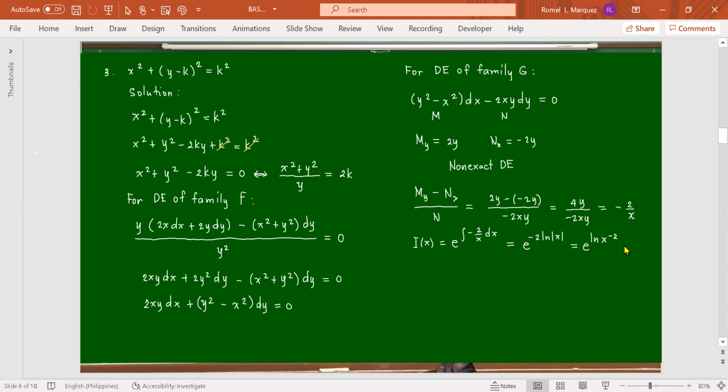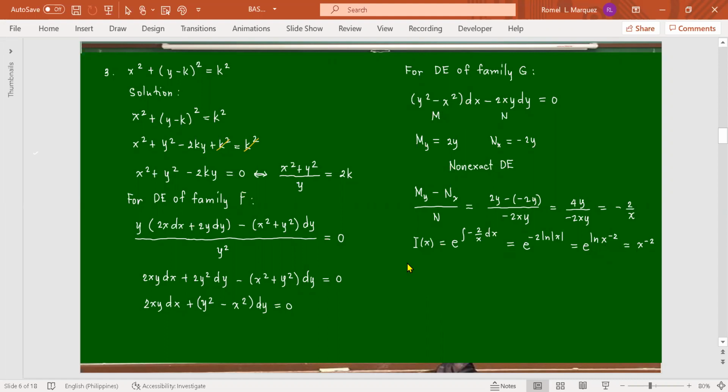So simplifying this further, we get x to the negative 2. So this will serve as our integrating factor. So this is now what? An exact DE once we multiply by this x to the negative 2.